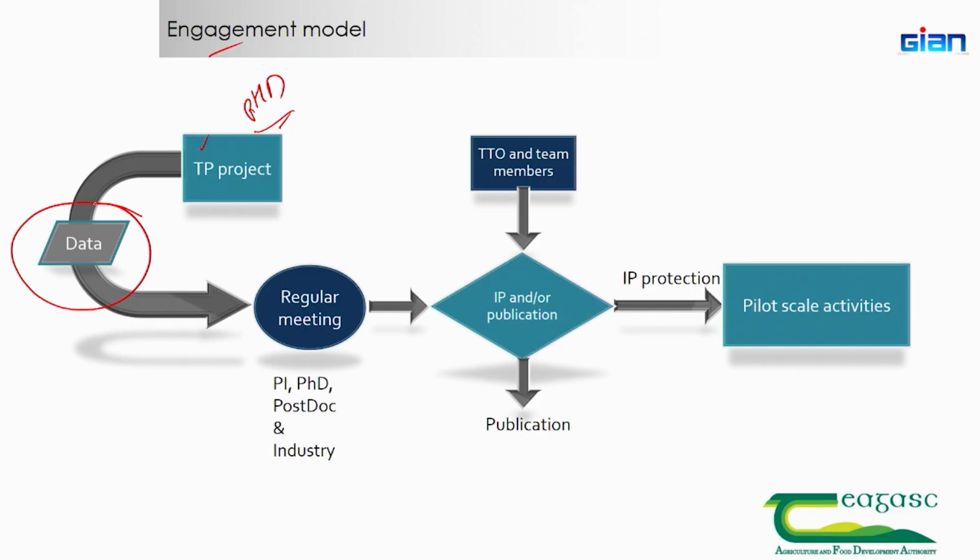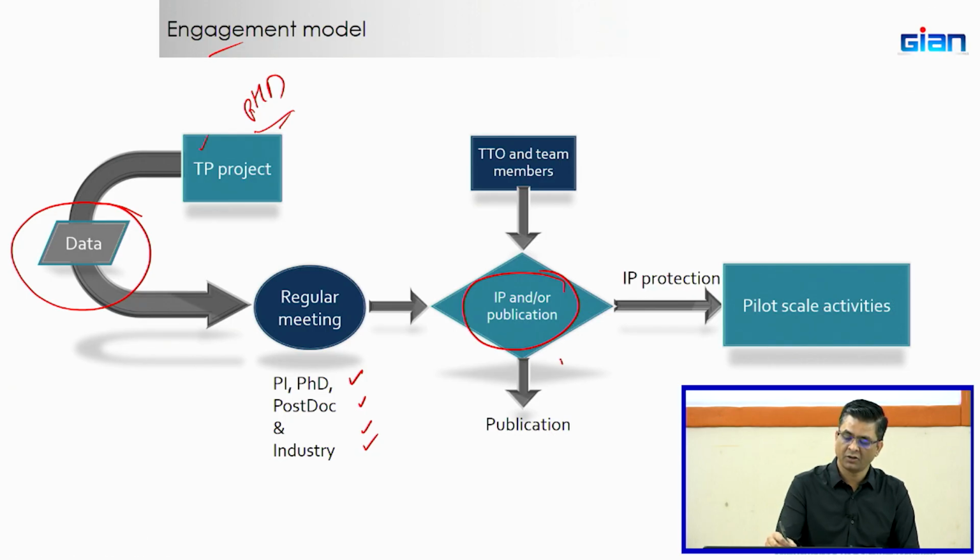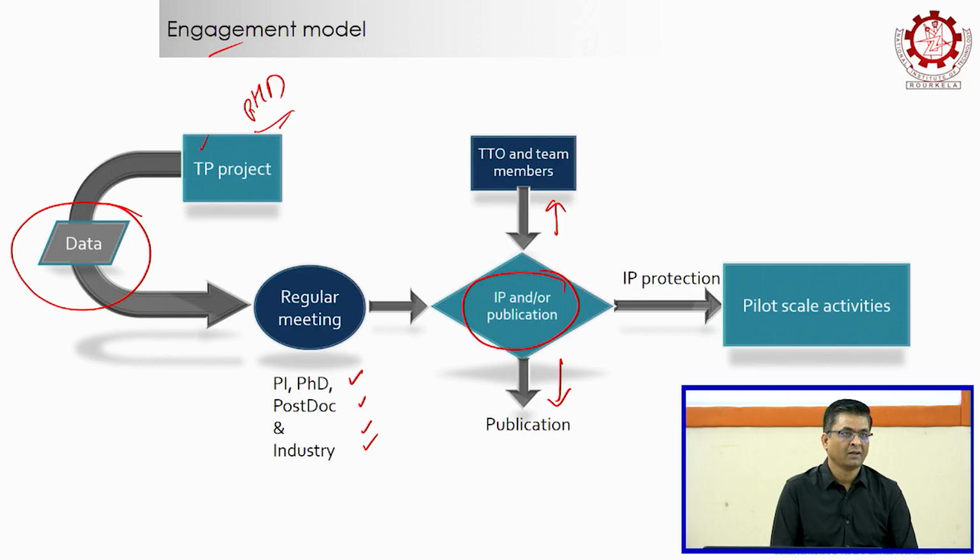Data. And what do you do with data? Whoever is involved in it, if it is an industry project, discuss each and every data with the concerned PI, PhD, postdoc or other stakeholders involved. Then see whether you can protect IP or whether it is just knowledge which has been created. That is the point. You should see whether you should go for publication or engage with the TTO. What is TTO? Technology Transfer Office.